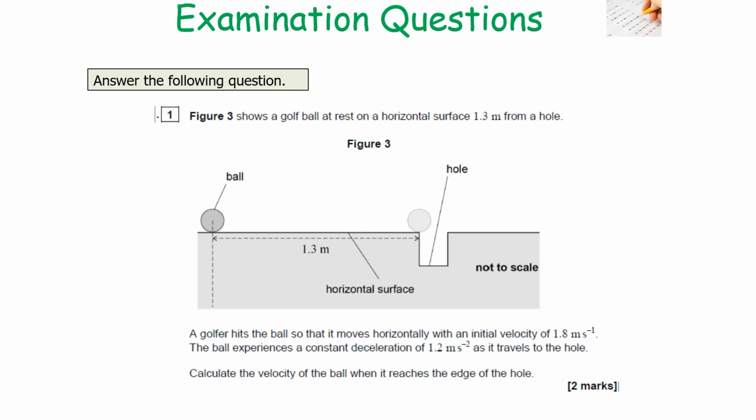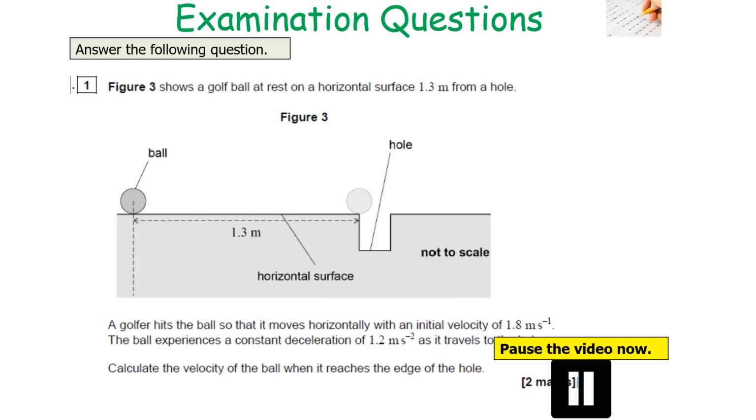Figure 3 shows a golf ball at rest on a horizontal surface 1.3 meters from a hole. A golfer hits the ball so that it moves horizontally with an initial velocity of 1.8 meters per second. The ball experiences a constant deceleration of 1.2 meters per second squared as it travels to the hole. Calculate the velocity of the ball when it reaches the edge of the hole. So pause your video now, then unpause the video when you want to go through your answer.